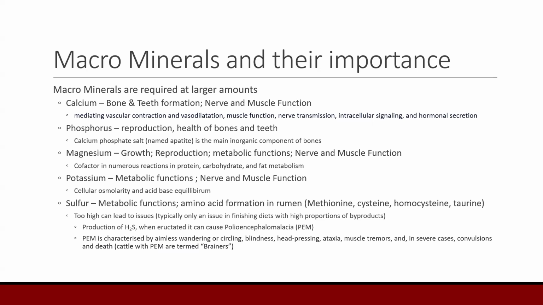PEM is characterized by aimless wandering, circling, blindness, head pressing, ataxia, muscle tremors, and eventually can lead to convulsions and death. So when we see these animals acting all funky in a feed yard, they're commonly called brainers. They're exhibiting that their nervous system is having issues, not acting normally.